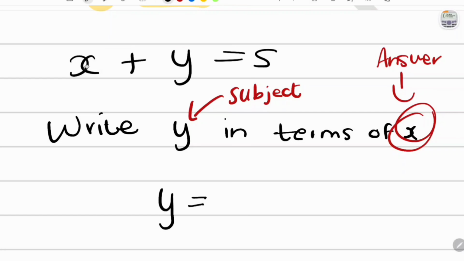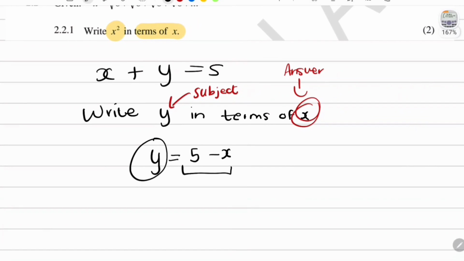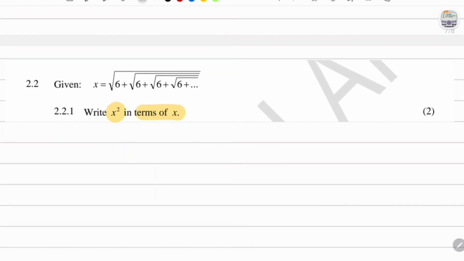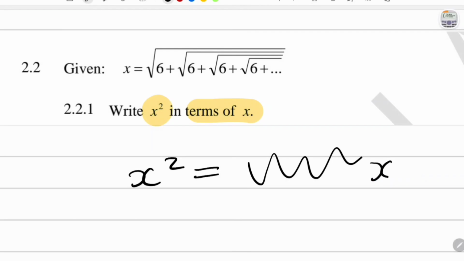And so that will mean x needs to come over. We still have 5 there and minus x. This would be writing y in terms of x. y is the subject, x is part of the answer, or part of the definition for y. So to understand what they are speaking about here, they're saying write x squared in terms of x, meaning your expression needs to start with x squared is equal to, and when you have your answer here, it needs to include x.